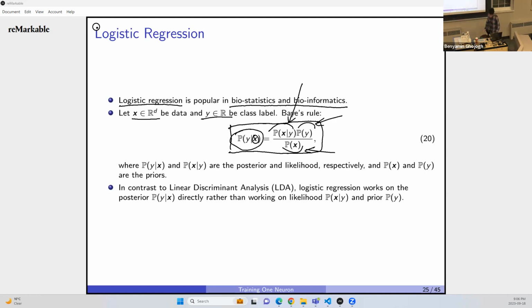So in contrast to linear discriminant analysis, or LDA, logistic regression works on the posterior directly rather than working on likelihood and prior. So there are two approaches. I want to maximize, assume this Bayes rule, okay? I can either maximize this posterior or the likelihood times the prior. So you can maximize either the left-hand side or the right-hand side, right? LDA maximizes the right-hand side, but logistic regression maximizes the left-hand side. Okay, that's one difference between them. LDA, by the way, what is that? That's a linear classifier in statistical machine learning, not related to this course.